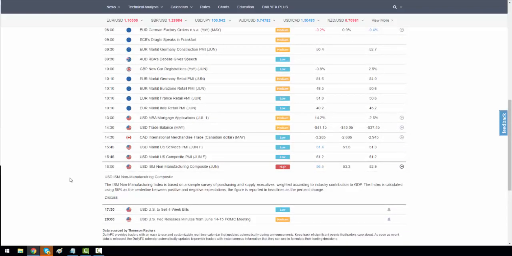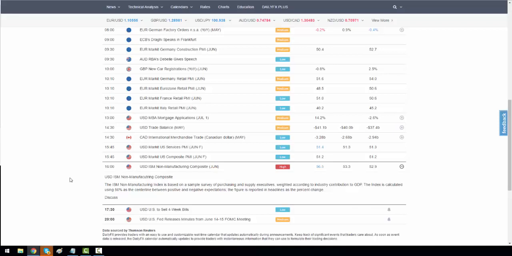Very high impact. Now, a lot of you don't like to trade on high impacts, and to be perfectly honest, I don't blame you. They're very volatile, and you really don't know 100% if they're going to go up or down. But if you place a trade and you can determine whether it's going to go up or down, you are going to win a lot of money.